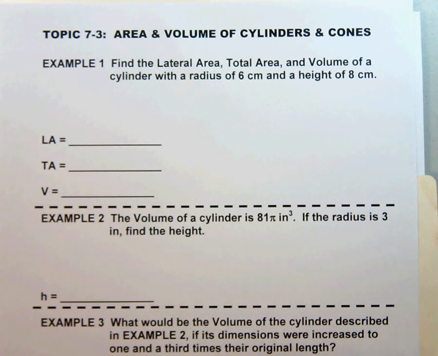Okay, this is topic 7.3, area and volume of cylinders and cones. We've been working with that, so the formulas are not new. We're just going to work with them a little bit differently. Let's review for a minute and do the three formulas we've been working with.